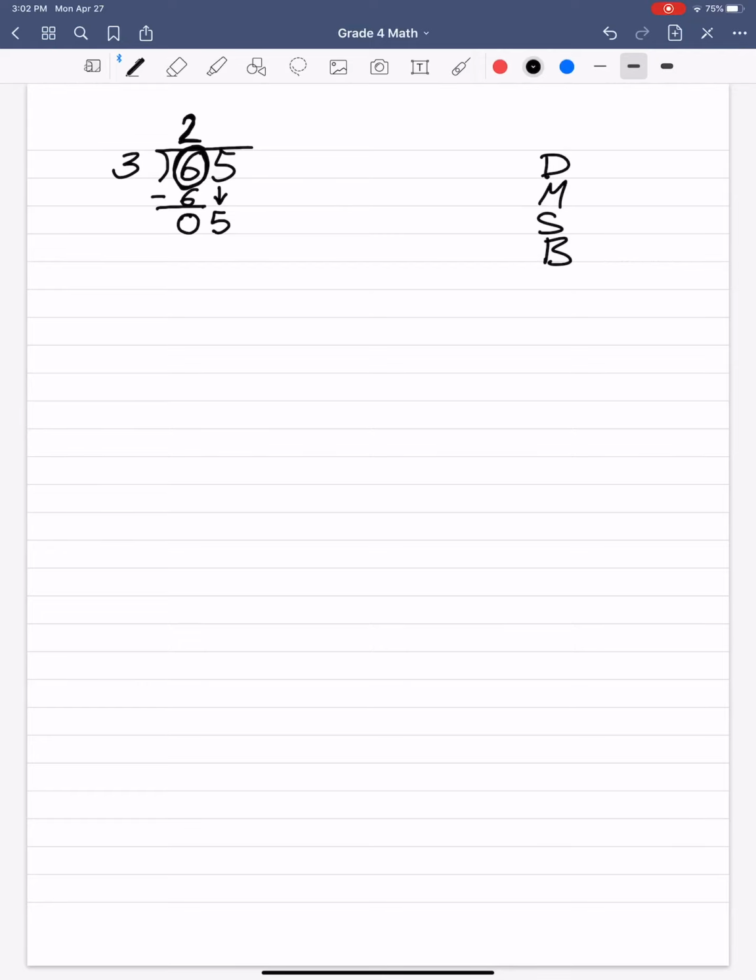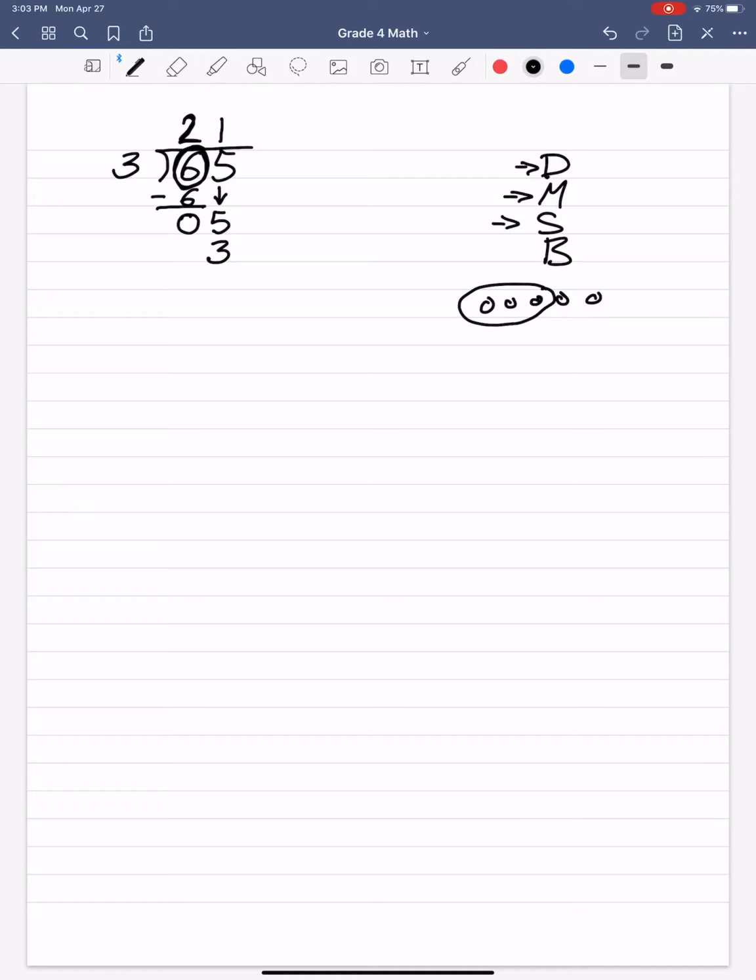Okay, now we're not done because we have 5 and we're making groups of 3. So we still have enough left to make some more groups of 3. So we're going to do our process over again. We're going to start with divide. So 5 divided by 3. That means how many groups of 3 can I make if I have 5 counters? And I can only make one group of 3. So that's going to go above my 5. 1. Now I'm going on to multiply. So 1 times 3 is 3.